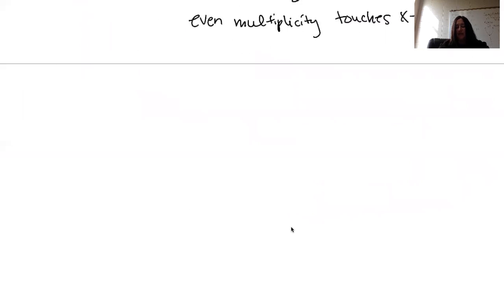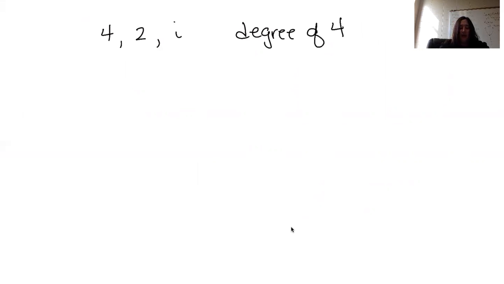Another issue that I have seen is they're asking you to write a polynomial with certain solutions. So they might say you have 4, 2, and i as solutions, and they want a degree of 4. Now, we only see 3 solutions. However, when you're dealing with complex numbers, if a complex solution is listed, you must also have its conjugate. So if i is listed, then -i should be listed as well.